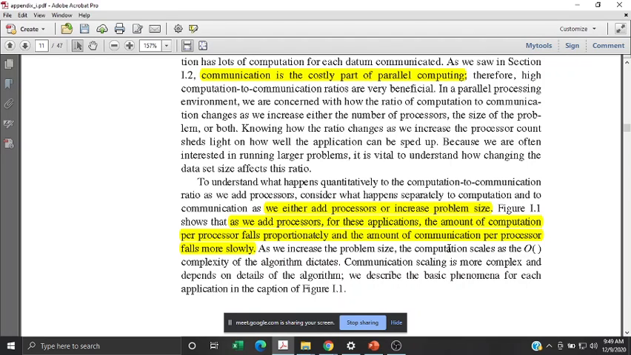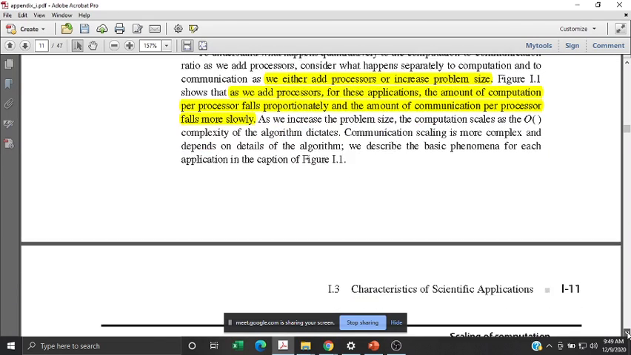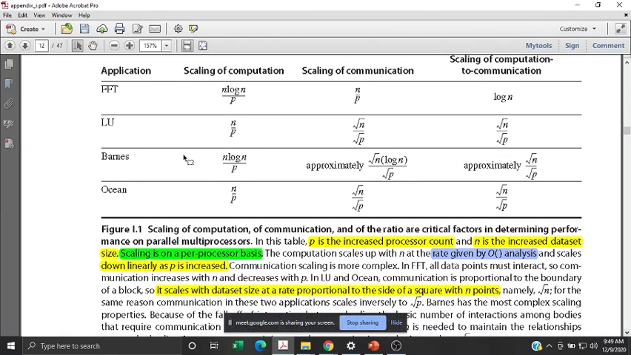And he is not giving any exact expression for the big O notation, so how many times the computation is increasing or decreasing, at least at this juncture. But there is a table with respect to FFT, LU, Ocean and Barnes in Figure 1.1, where he is stating that. Whenever you are considering FFT, if you increase the number of processors, the per processor computation scales down.